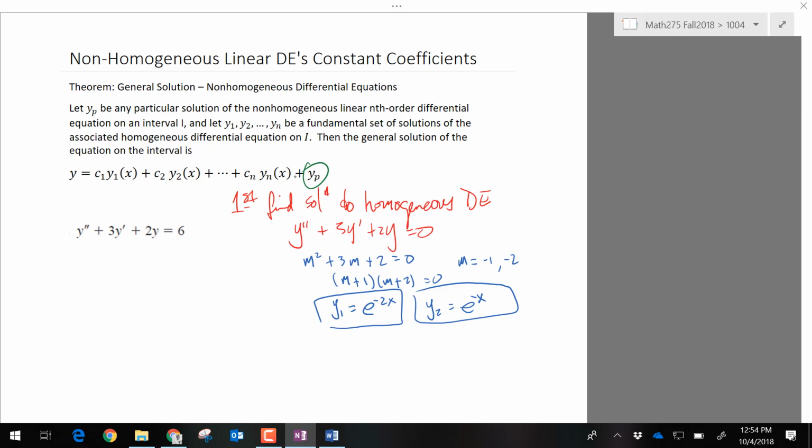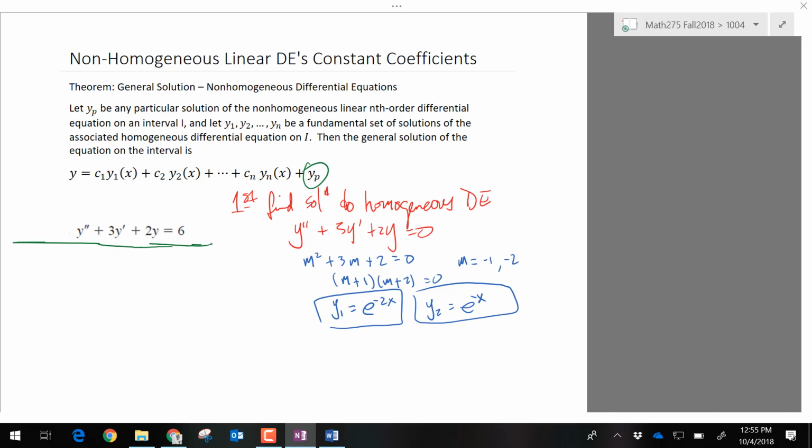So let's think about it. If we look at the differential equation itself, we need to find a function y so that the second derivative plus three times the first derivative plus two times the original function is equal to six. Well, if it was a constant, then all those derivatives would go away, right? And so y itself would just be a number.